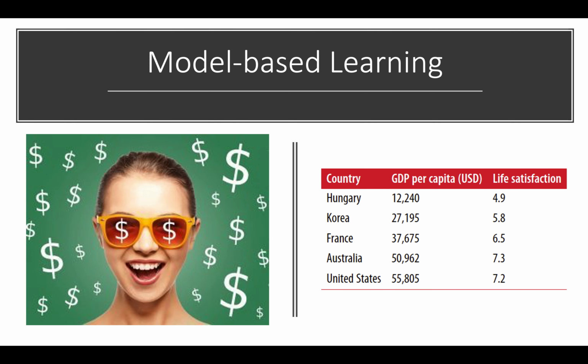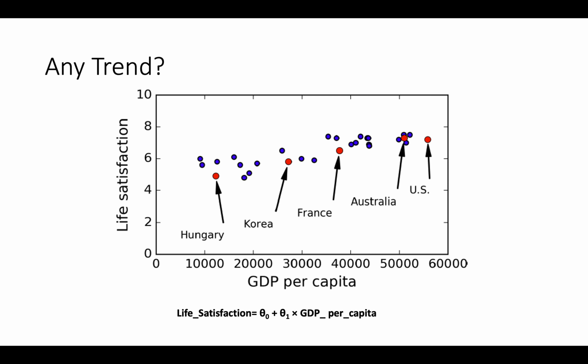What we do next is we will plot this data, and let's see if we could see a trend. There seems to be a trend here. Of course, the data is noisy, it's kind of partly random. It looks like life satisfaction goes up kind of linearly when the country's GDP per capita increases.